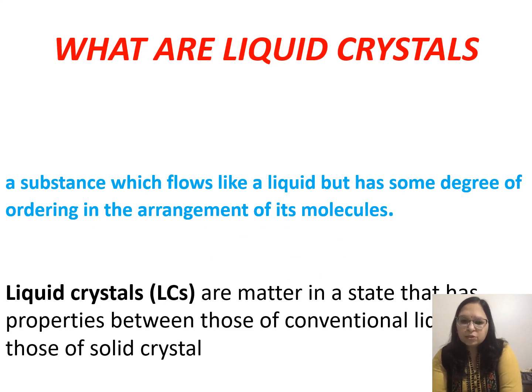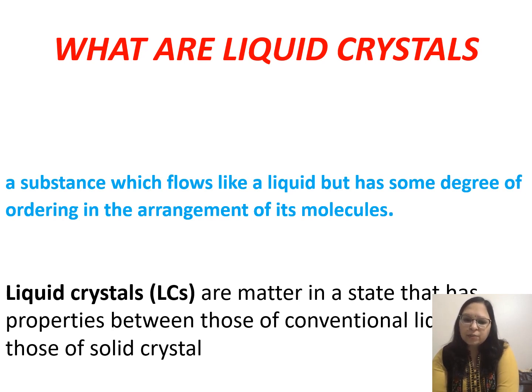When we heat up a solid, then before converting into liquid, there comes a mesomorphic state in which the substance has the properties of both solid as well as liquid. It means a substance which can flow like a liquid, but at the same time has some degree of ordering in the arrangement of its molecules, is known as a liquid crystal.